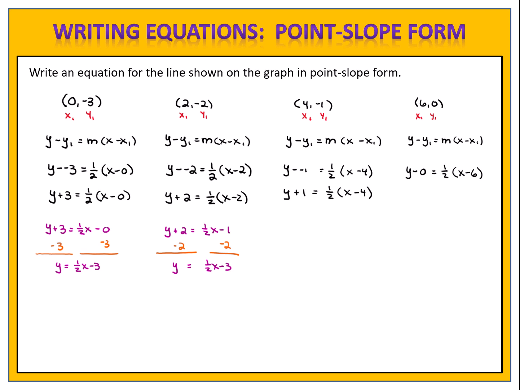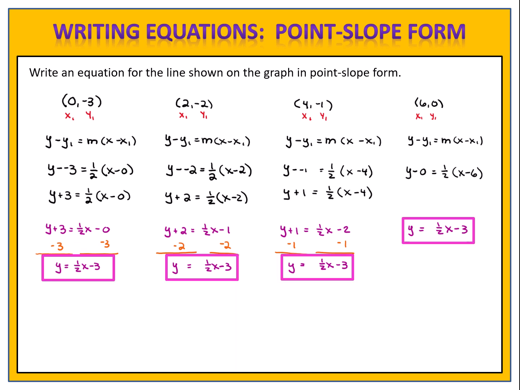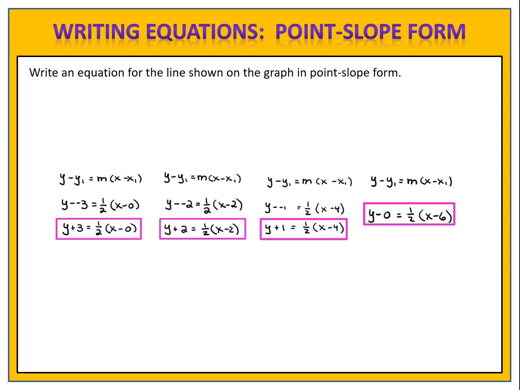When I do that to the other equations, the same thing happens. All 4 of them rearrange to y equals 1/2 x minus 3, which means all of the equations that I had in point-slope form were actually equivalent. So all 4 of these equations represent the same line. Therefore, when you write the equation in point-slope form, it's important to realize that the equation you get may look different depending on which point you chose. But just because your equation looks different doesn't mean it's not correct.